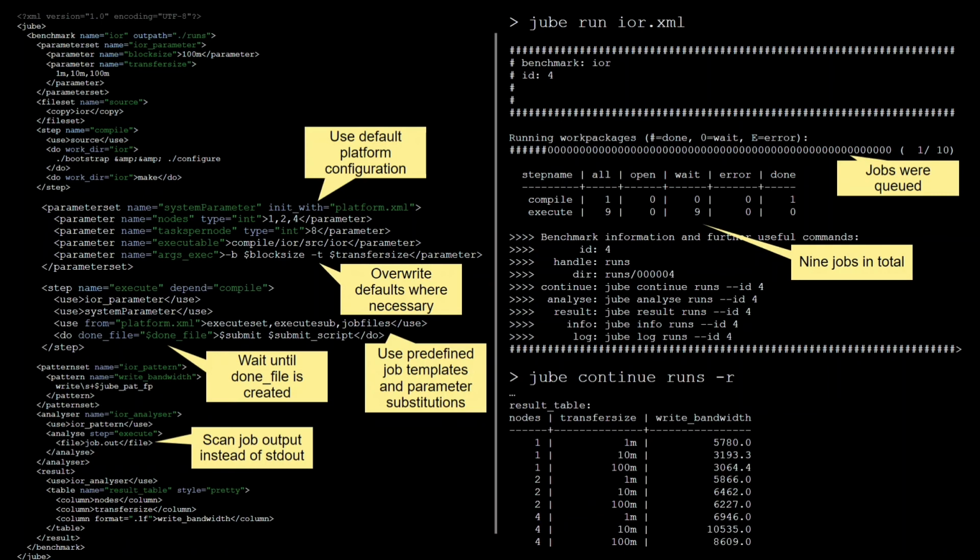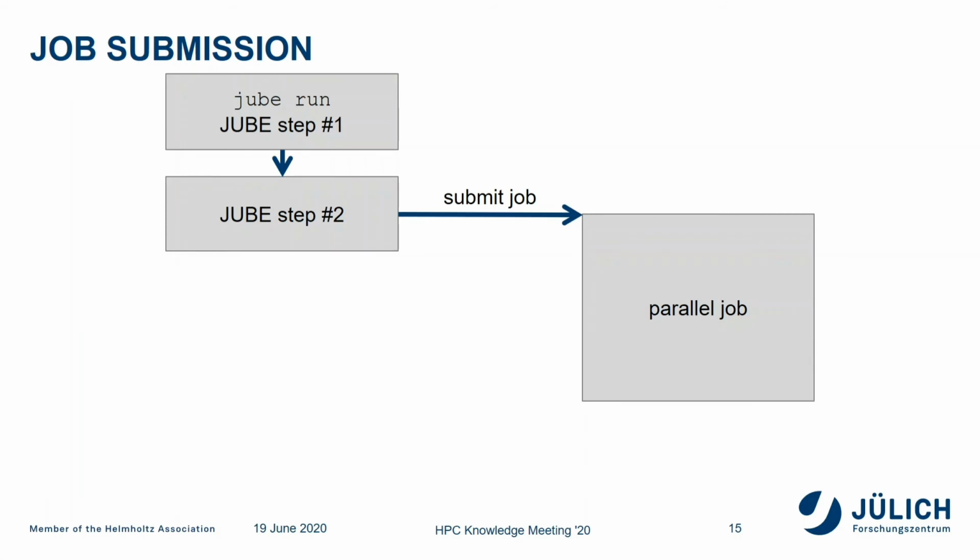If we now wait for some time, the jobs are executed on the machine, and we run the JUBE continue command, also adding the -r to give us the result overview. We will see now, okay, for all the different setups, number of nodes, and the different transfer sizes, we receive our write bandwidth. So for typical execution, it will look like this.